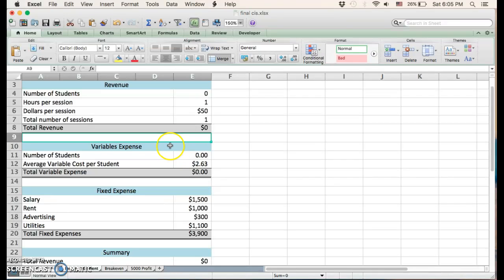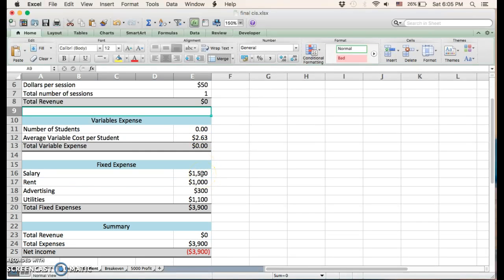For variable expense, I'm also assuming that all the students have their own instrument and equipment needed to play the violin. Therefore, the business will not be spending money to buy violins for the students. The only variable expense would be music sheets and books students will be playing, so that would be 263. So for total variable expense, we will multiply the number of students times average variable cost per student.